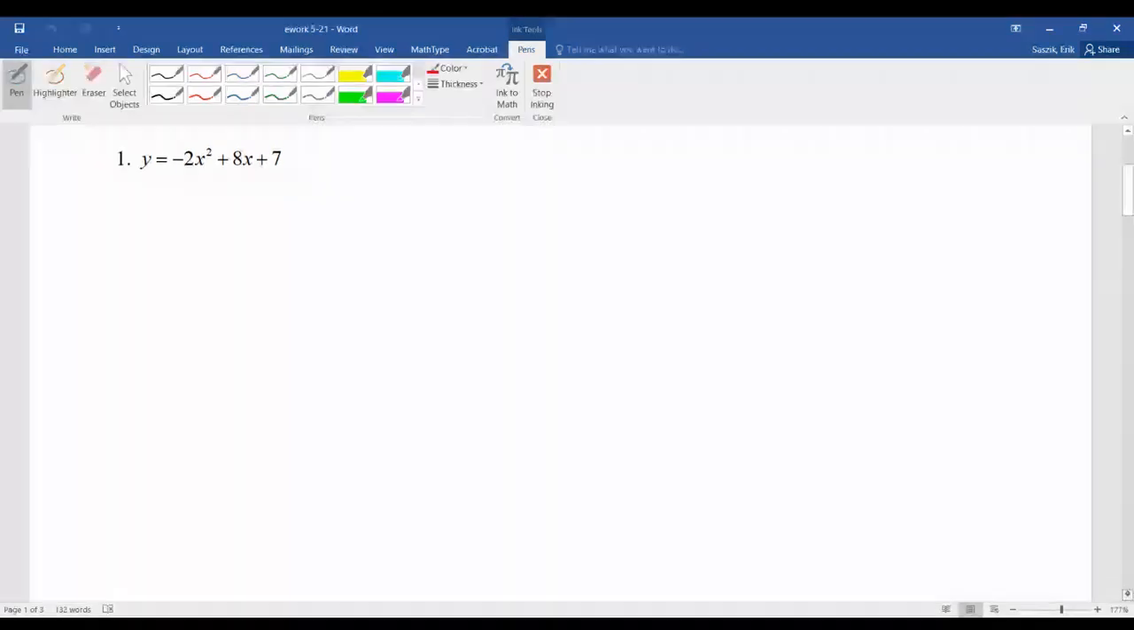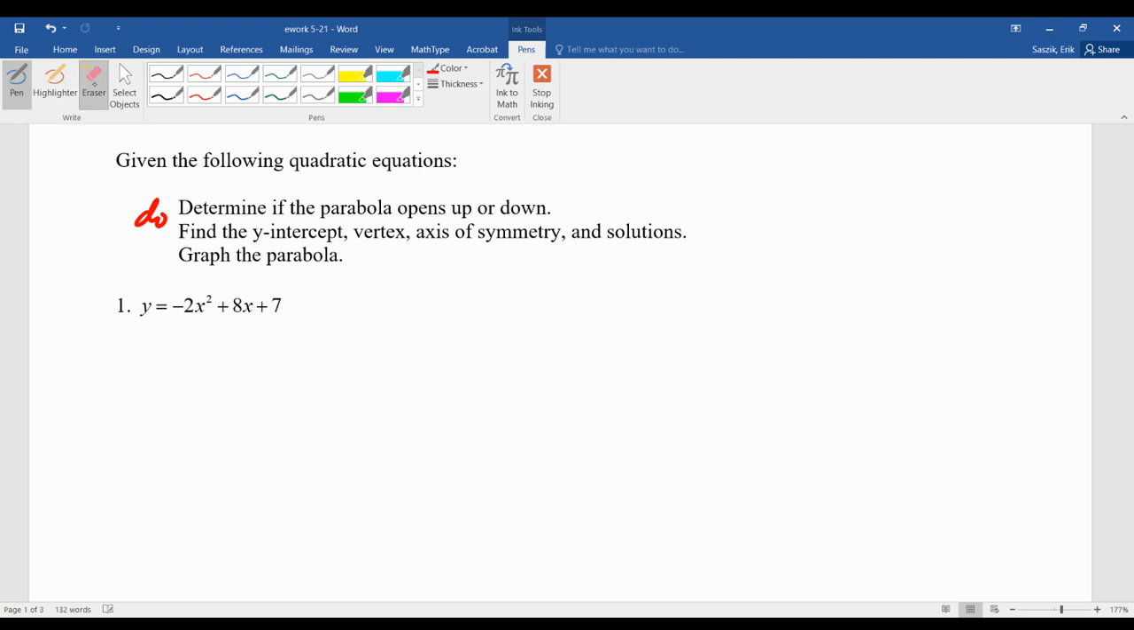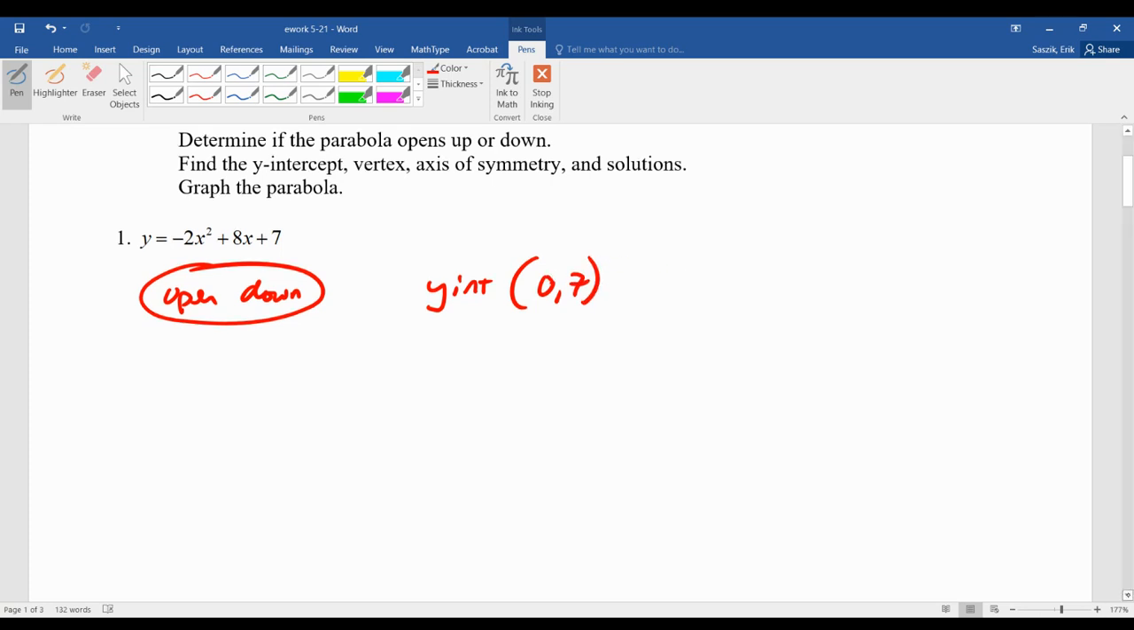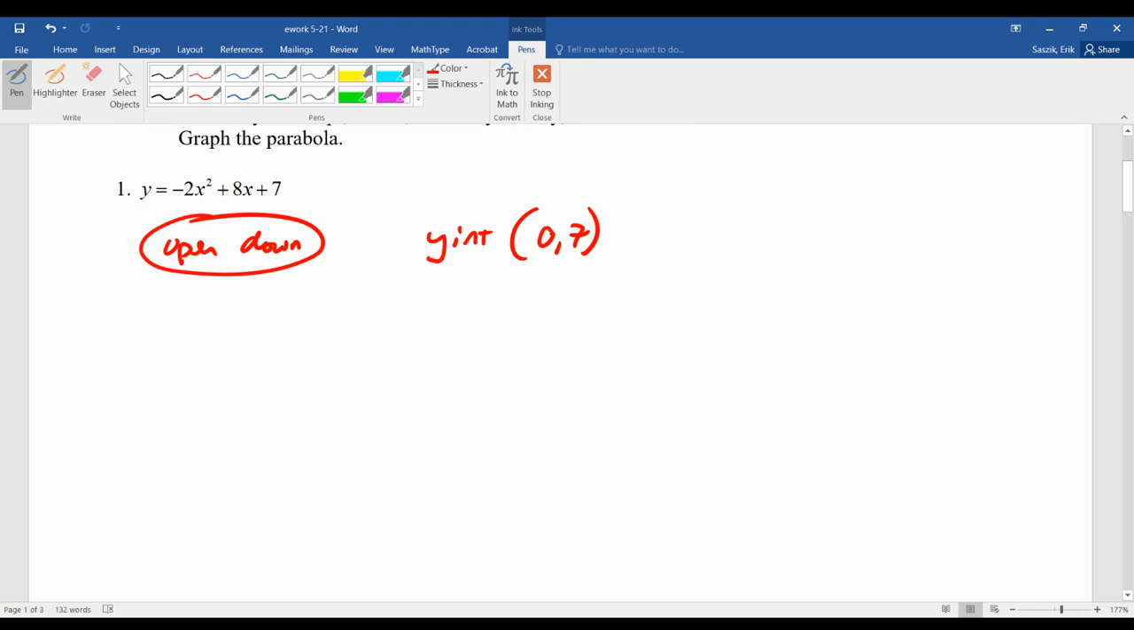And we're gonna go ahead and graph. We're gonna find all the important stuff. Here, what can we do right away? We can tell that this thing's going to open down because the a value is -2. We know the y-intercept is (0, 7). And that's really what we know right away, right?